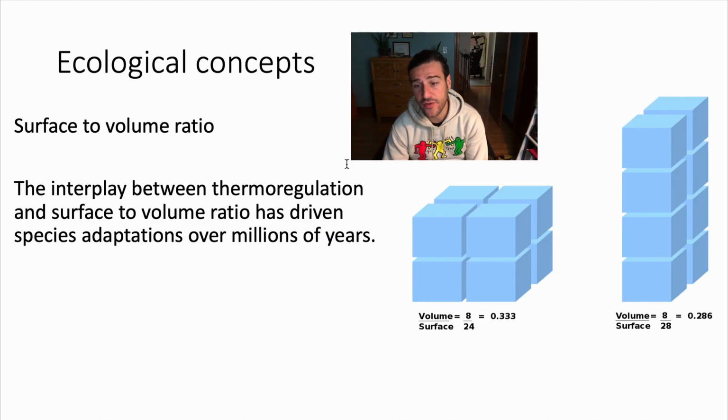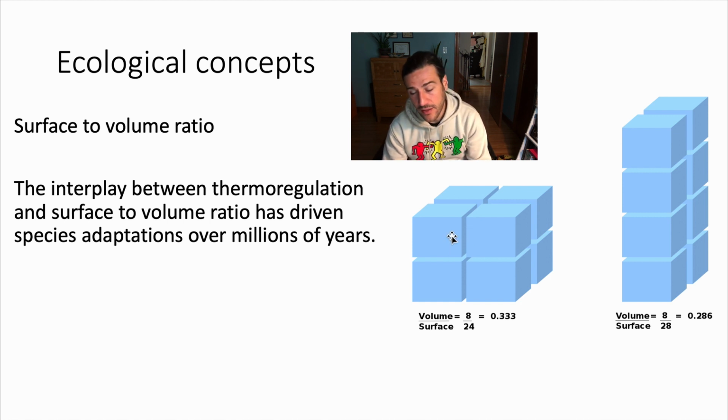Now, another recurring theme, especially in this unit, is the surface to volume ratio. The interplay between thermal regulation and surface to volume ratio has driven species adaptations for millions of years, right? We've learned so much about surface to volume ratio, even by looking at the boreal and tundra biomes. You can look at an organism and basically predict what kind of biome that organism is going to be living in.